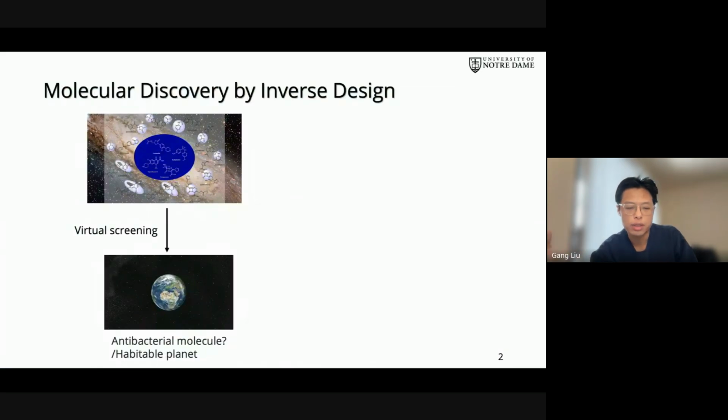Molecular discovery in the chemical space is like finding a habitable planet in the universe. We can examine the molecular structures one by one to find our target. That's virtual screening. Virtual screening requires us to build a prediction model based on labeled molecules. Then one can screen the molecules in a molecular library, which usually contains billions of molecules.